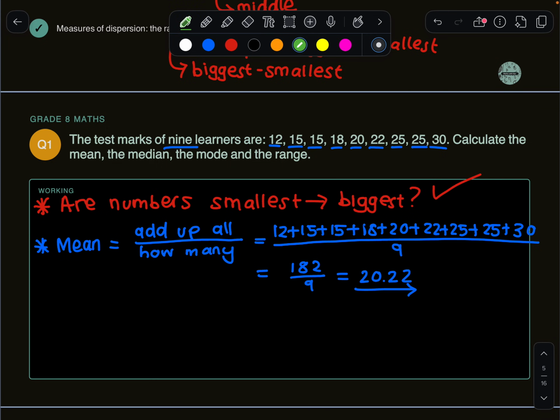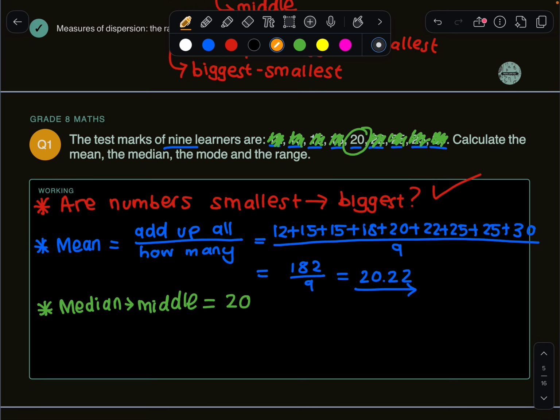Then we can work out our median next. As I said, our median is just our middle number. If our numbers are from smallest to biggest, what I like to do is cross out the smallest, then go to the biggest side and cross out. You just go back and forth like this until you get your middle number, which is the last one left. So that is 20.